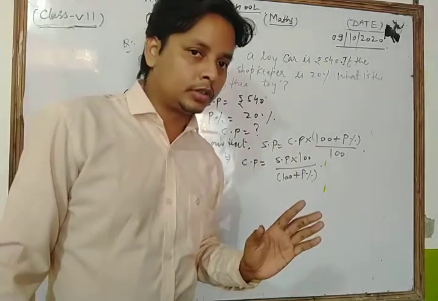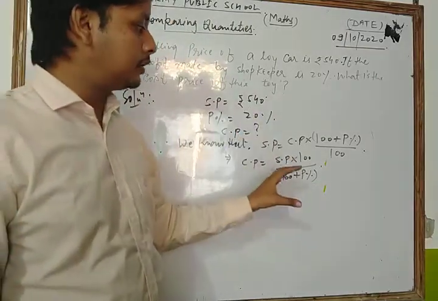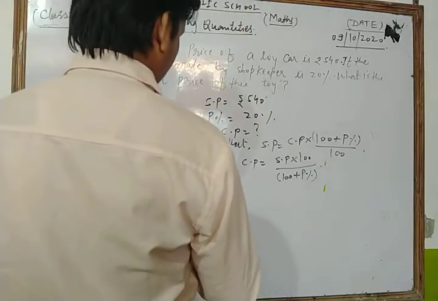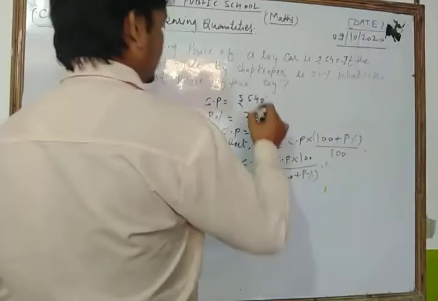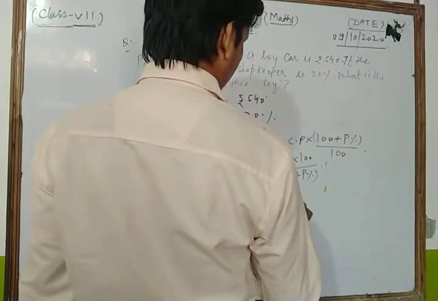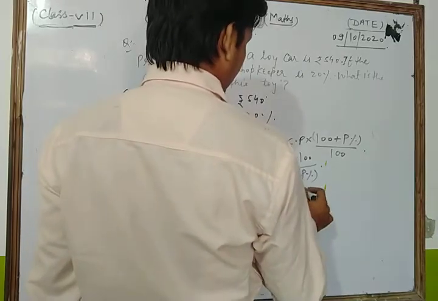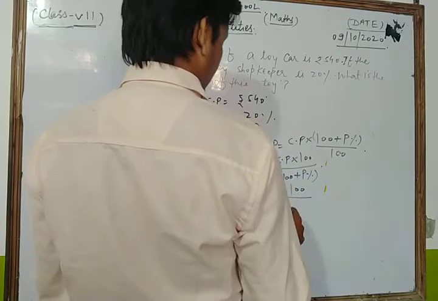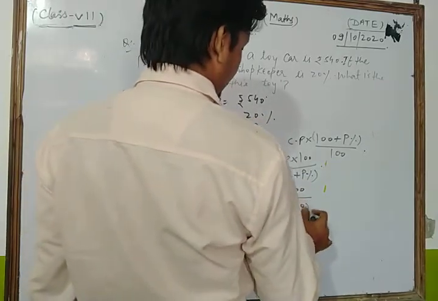This is one of the most important formulas related to that chapter. Now we put all the values in that formula. Thus, cost price is equal to what? Selling price is 540 into 100 upon 100 plus profit percent. 100 plus profit percent is 20, so we write 20 there.